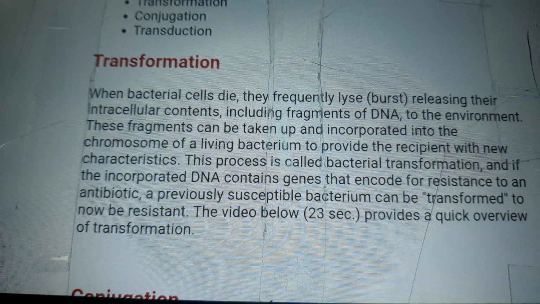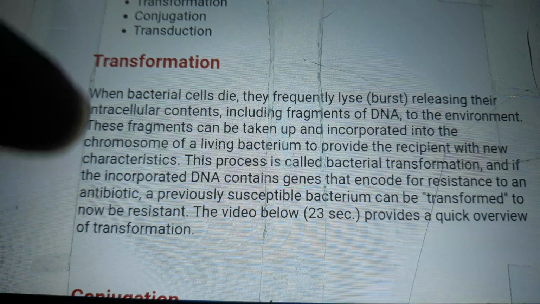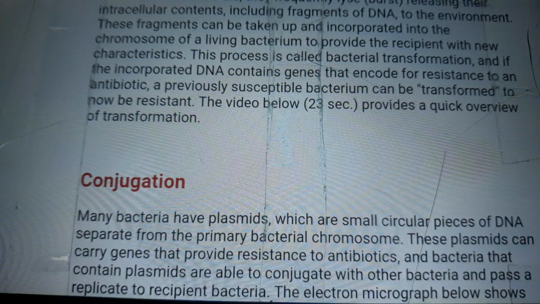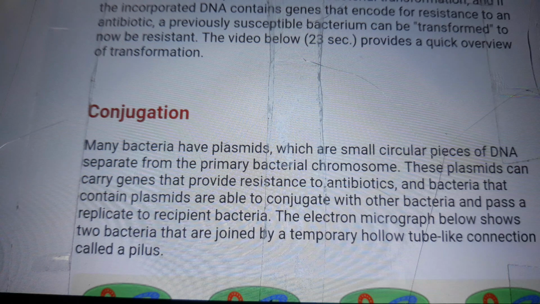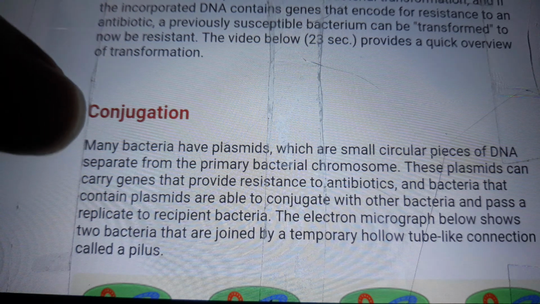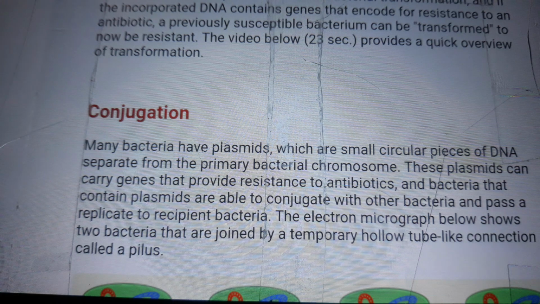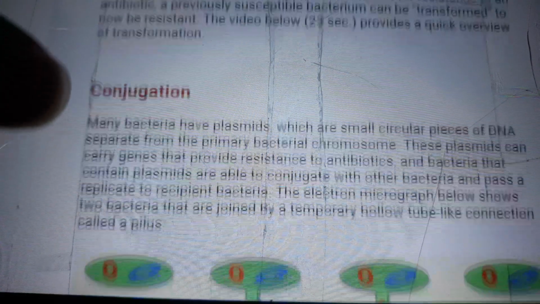So, transformation. When bacterial cells die, they frequently lyse, that is, burst, releasing the intracellular contents, including fragments of DNA, to the environment. These fragments can be taken up and incorporated into the chromosome of a living bacterium to provide the recipient with new characteristics. This process is called bacterial transformation, and if the incorporated DNA contains genes that encode resistance to an antibiotic, a previously susceptible bacterium can be transformed to now be resistant. The video below, 23 seconds, provides a quick overview of transformation.